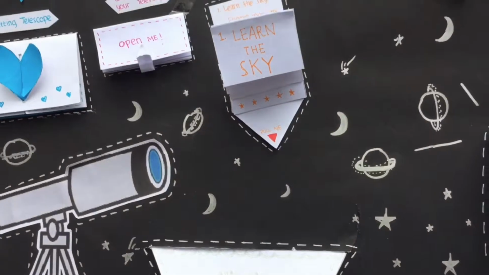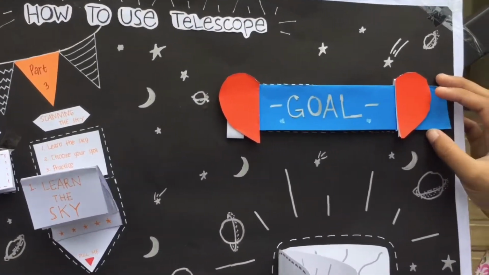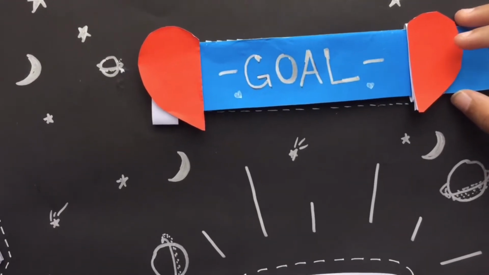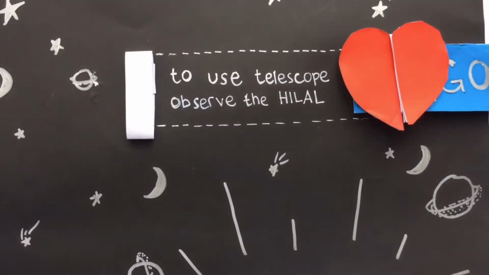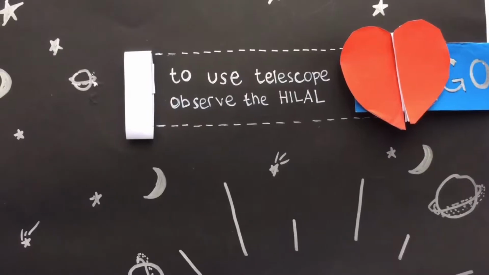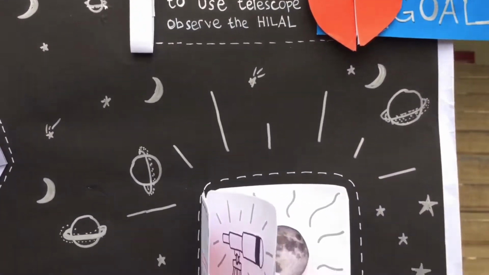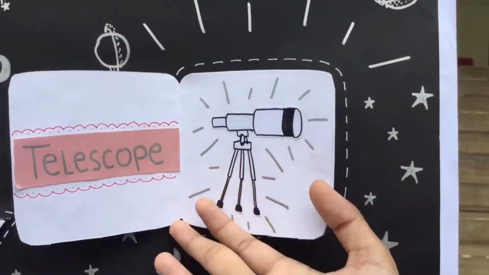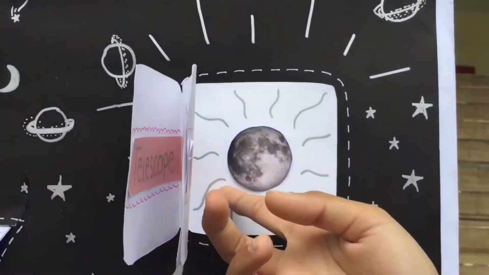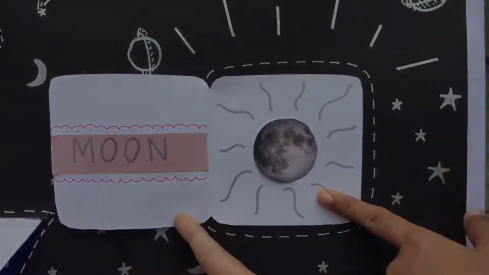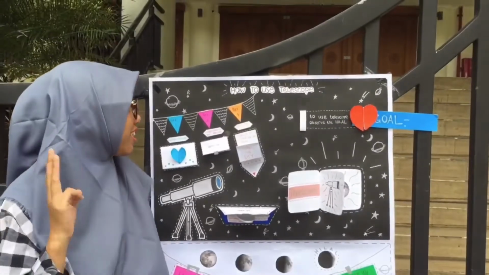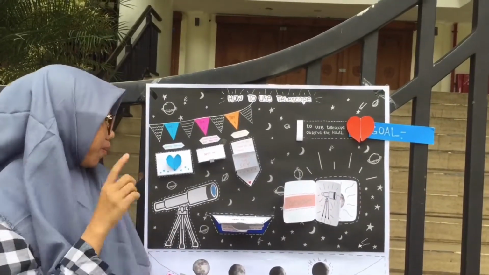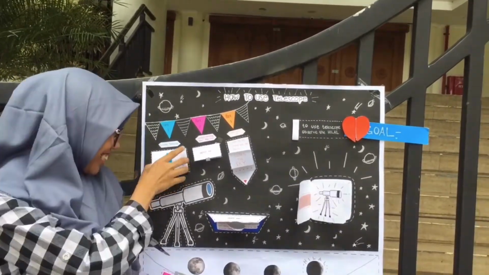And next, the goal of the hour explained is to use telescope to observe the Hilal. And then the next is the materials: telescope and moon. It's moon, not the sun. We have 3 parts on how to use a telescope, and part 1 is getting a telescope.